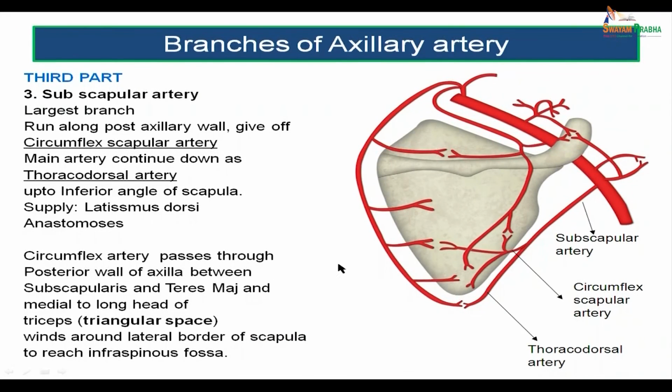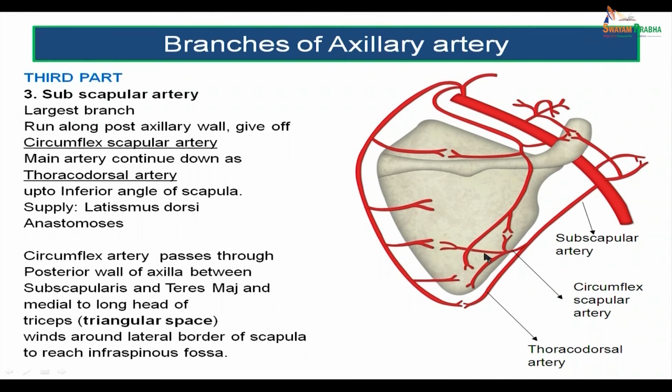Then we come to the next branch, the subscapular artery. This is a very large branch. It runs along the posterior wall of the axilla. It gives out a branch called the circumflex scapular artery, and the main artery continues down as the thoracodorsal artery. It goes all the way down to the inferior angle of the scapula, supplies the latissimus dorsi muscle, and ends by anastomosing with other vessels.